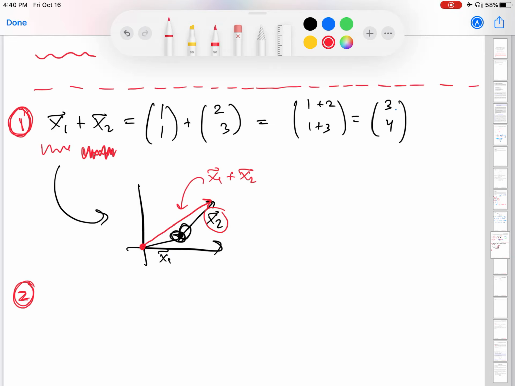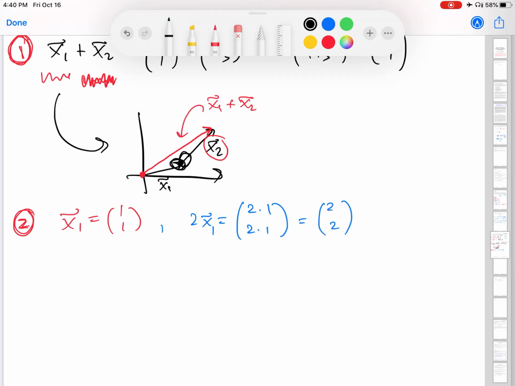And what if I multiply this vector, let's say by 2, forming 2x? Again, we have definitions for how to do this in the two videos that preceded this one. By definition, I multiply 2 into every component of the vector x1. So I get 2, 2.